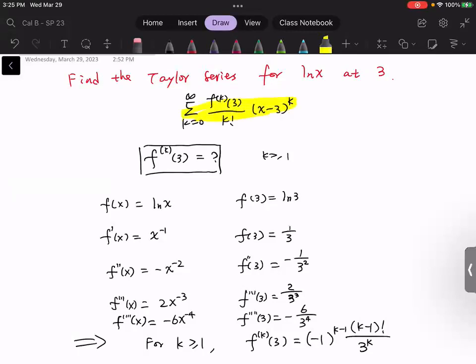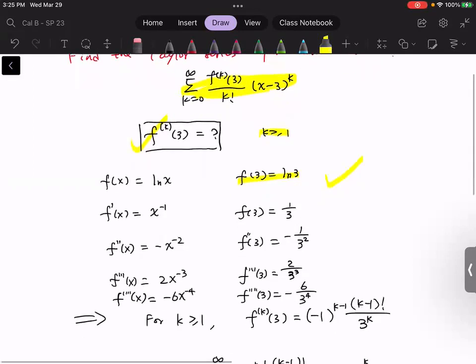And then the remaining part is to derive a general formula for the kth order derivative, in particular for k greater than or equal to 1. That is because whenever k equals 0, this is basically the function evaluation, f(3) equals log 3. This is straightforward. Then we need to find the higher order derivatives.